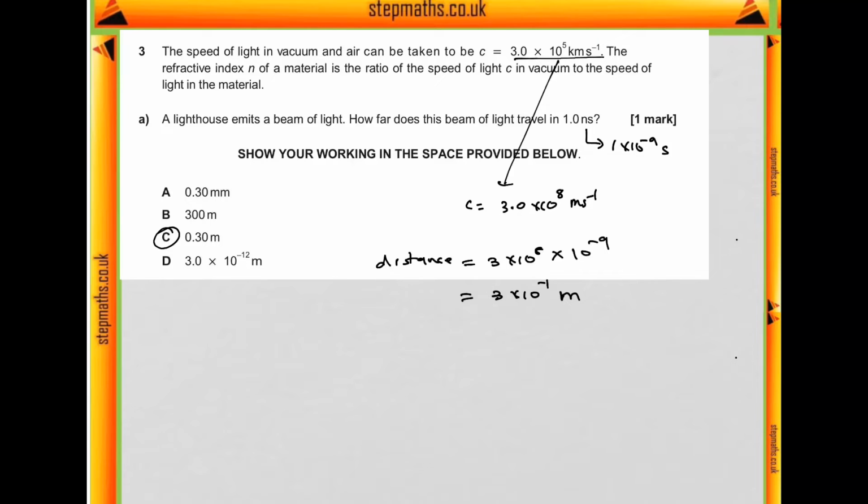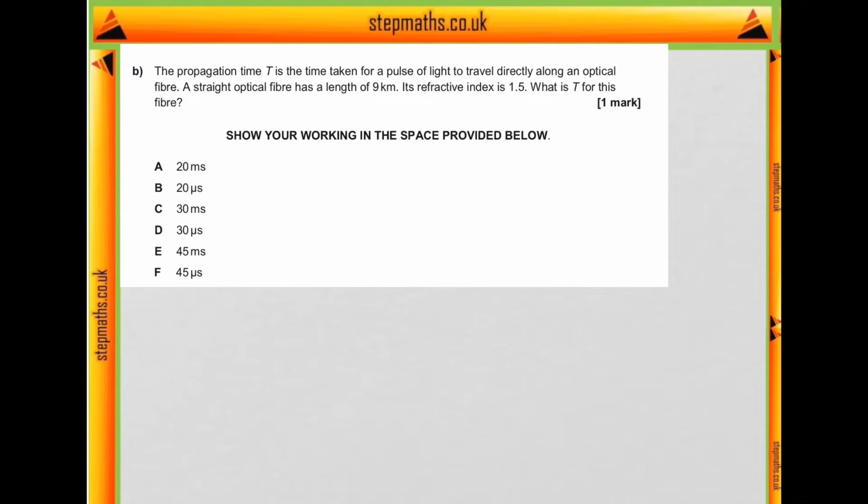Let's now move on to the second part. Okay, so now in this part, we're told that the propagation time t is the time for a pulse to travel directly along an optical fiber. A straight optical fiber, we're told now, has a length of 9 kilometers. Let's say this is 9,000 meters, and its refractive index is 1.5. Recall that the refractive index from the first part was the ratio of the speed of light and the velocity of the light in that medium. So we need to find the propagation time t for this fiber.